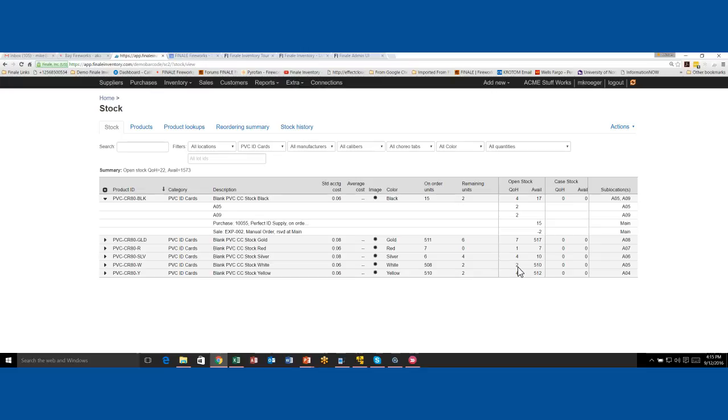So cycle counts are very specific to what you scan in that location. If you don't scan it, then you didn't stock take it, or you did not audit that particular part. All right, so that's the definition of a cycle count. Now, if we were doing an audit, which means we're going to write zeros.